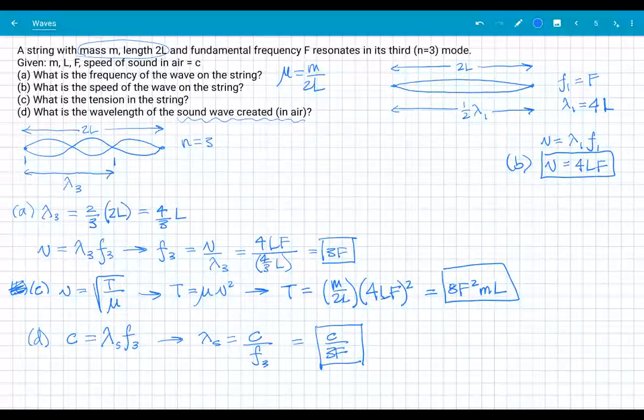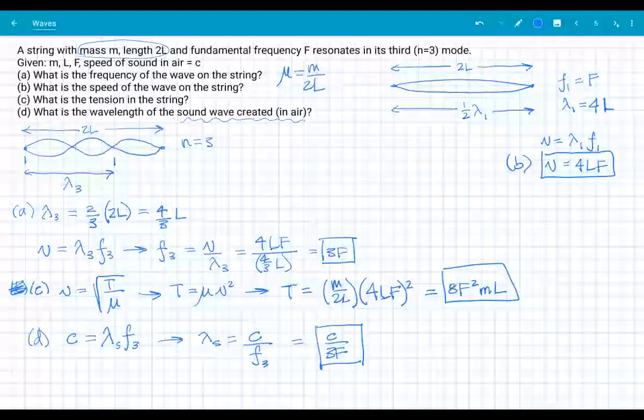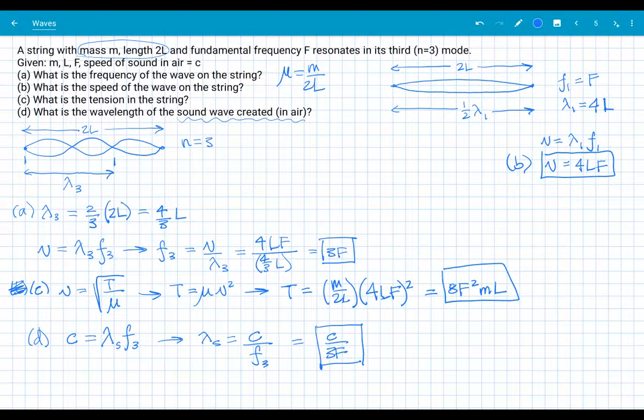Because the wave speed of the sound wave is different, the wavelength is different too. So remember that I've said this before, but frequency depends on the source, wave speed depends on the medium, and wavelength adjusts. That's true here as well.